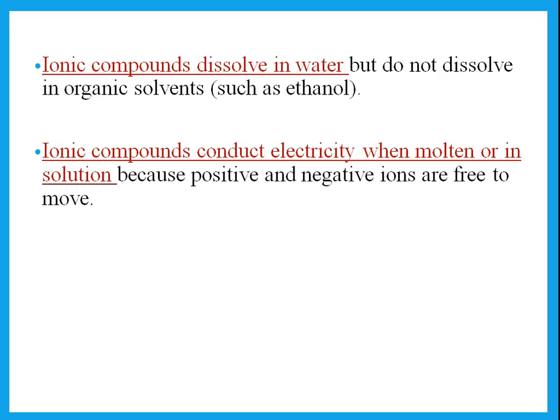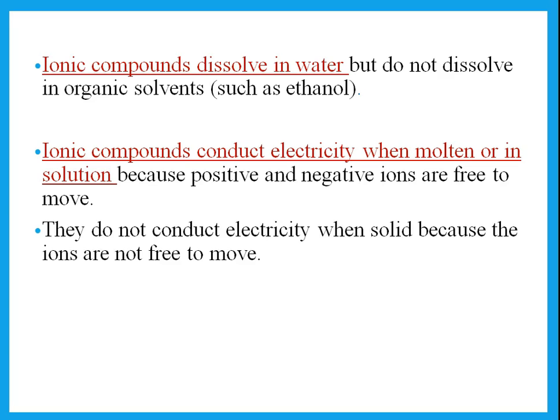Ionic compounds conduct electricity when molten or in solution because they have free moving what? They have free moving ions. And this is the only time that you say free moving ions, if we're talking about ionic compounds. They do not conduct electricity when solid because the ions are not free to move, because as a solid they are stuck in the giant crystal lattice structure in which the ions are not allowed to move.